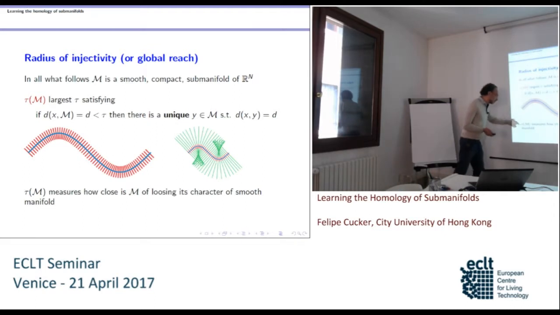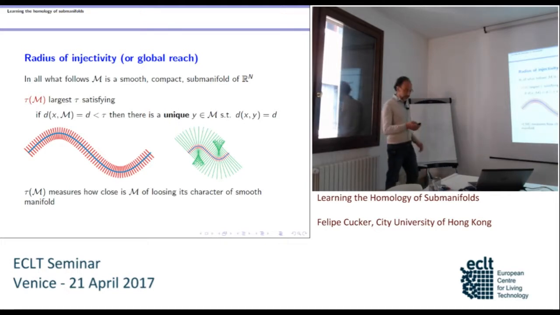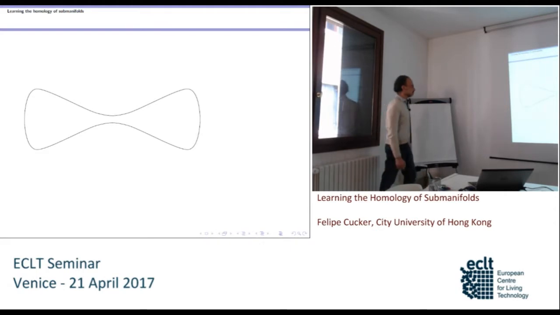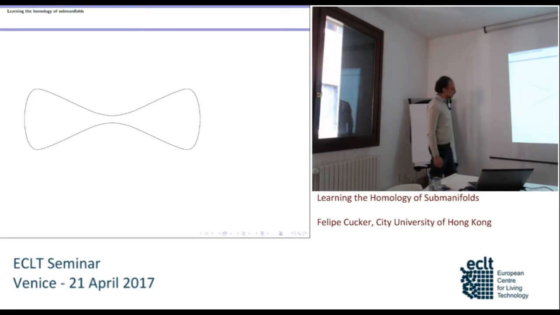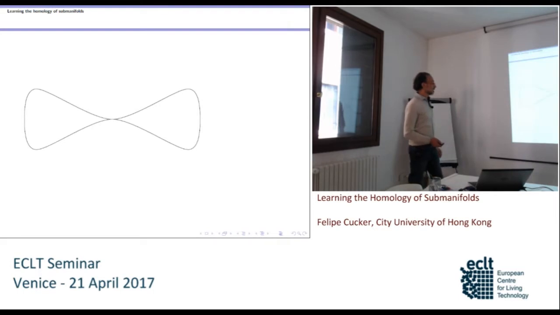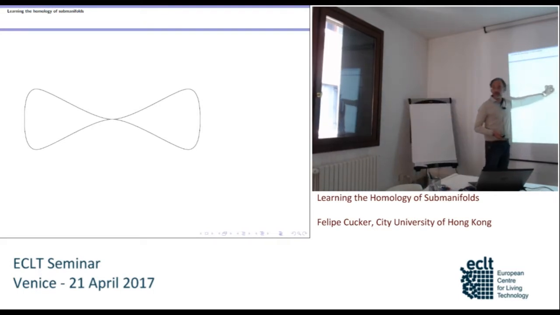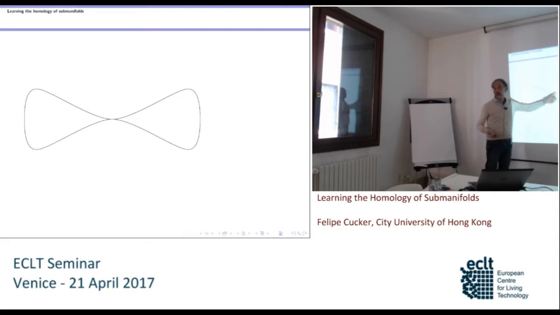Interestingly, this number also measures how close M is to losing its character of being a smooth manifold. Let me show you with a little picture. If you look at this, which is close to one of our first pictures, the tau here is very small. Why? Because this point here in the middle has two closest points that are very, very near. Of course, if I am around here, this is fine. But if I am here, there are two closest points which are very, very near. And indeed, I can squeeze my curve a little bit, and it is no longer a smooth manifold, because here there is a singularity.